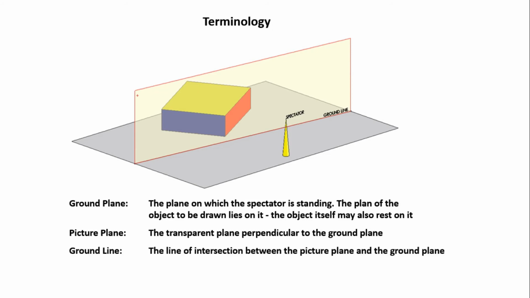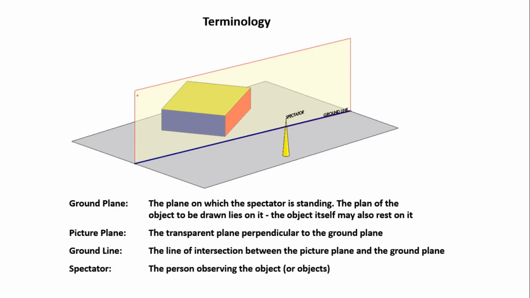The next important term is the ground line. It is the line of intersection of the picture plane with the ground plane. You know that whenever two planes intersect, we will get a straight line, and this ground line is also a straight line which is formed by the intersection of the picture plane and the ground plane.